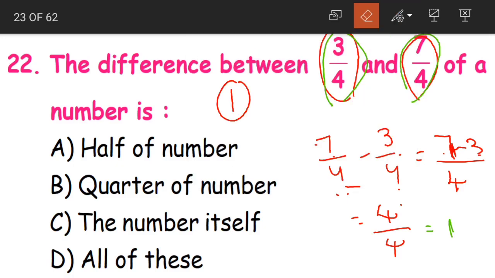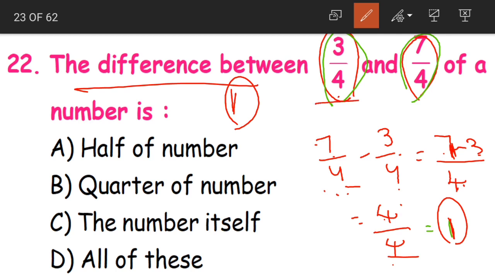Yes or no? 7 by 4 and 3 by 4 of a number. We are taking the number 1, of which we are having 3 by 4 and 7 by 4. When we subtracted, we got 4 by 4, and 4 divided by 4 is 1. So what answer did we get? We got the number itself. So the difference between 3 by 4 and 7 by 4 of a number is option C, the number itself.